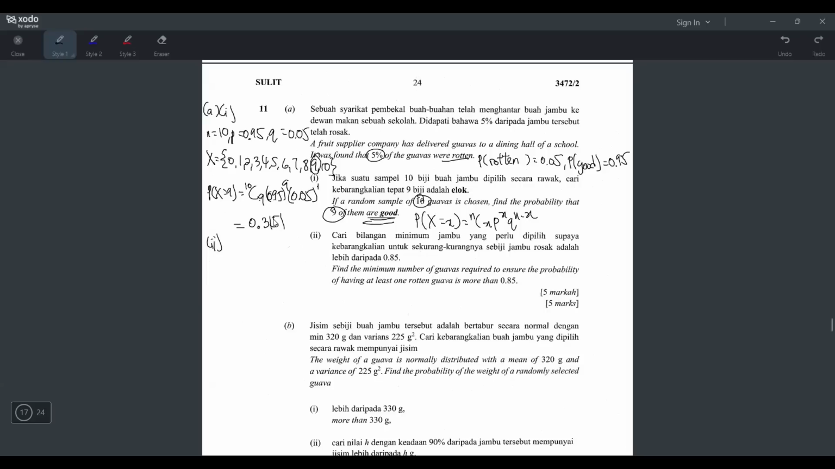Okay, let's do number 2. Find the minimum number. What did I say just now? Find number. So after you find the probability, you have to continue your working. Find the minimum number of guavas required to ensure the probability of having at least one rotten is more than 0.85. Okay, they already give you the probability, so you don't need to find it. They already give you that the probability is 0.85. But this probability 0.85 is for what? For at least one rotten.